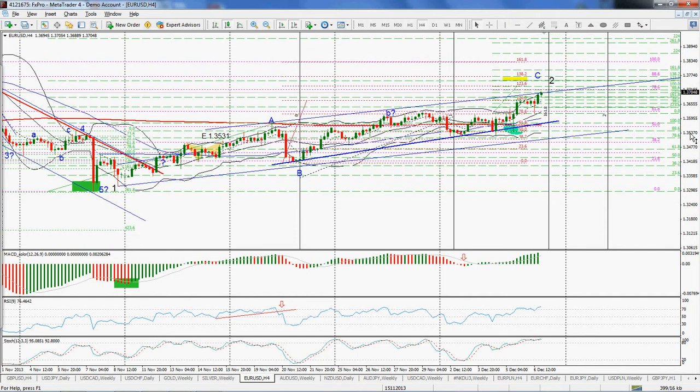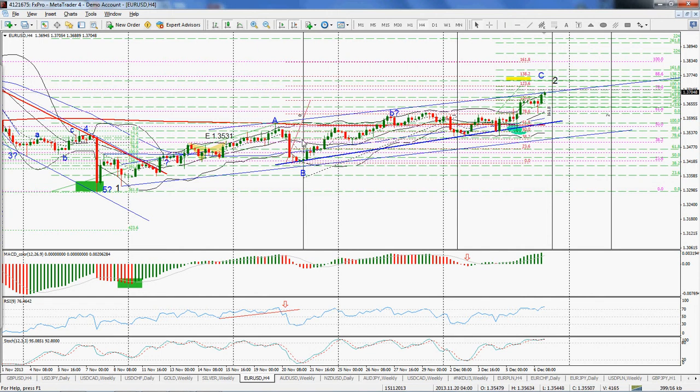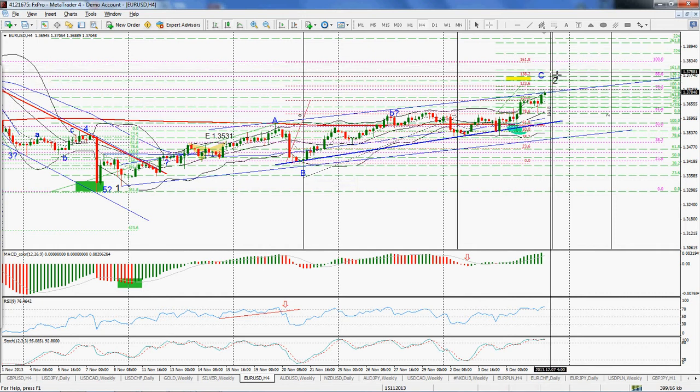I have checked. I have added Fibonacci time zones. Okay, and I tried to measure the time that how long will it take the C wave to complete, depending on the wave A. Okay, and sometimes you can use the same Fibonacci levels, Fibonacci numbers, for a time in order to measure the time that the C wave will need to complete. Okay, and you can see the whole C wave may end at that level, at here. Okay, so this will be roughly around the 7th of December, so the coming week.